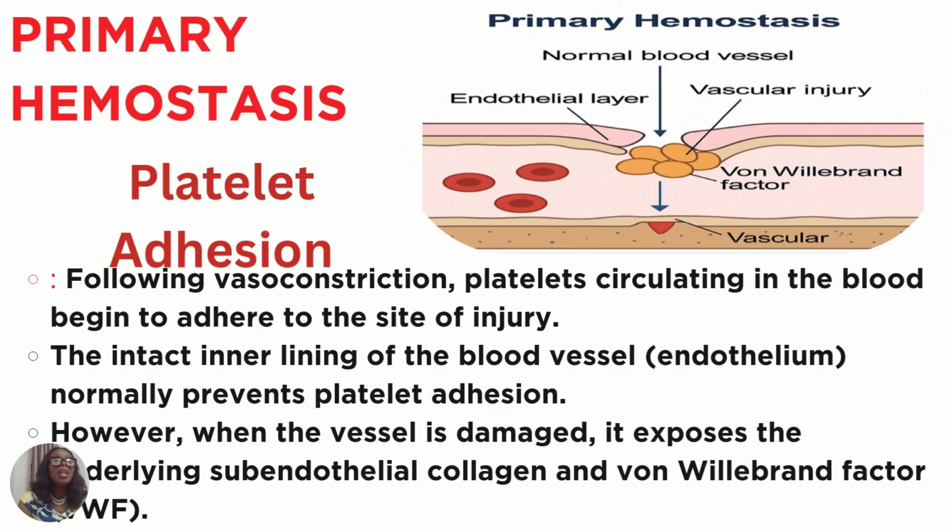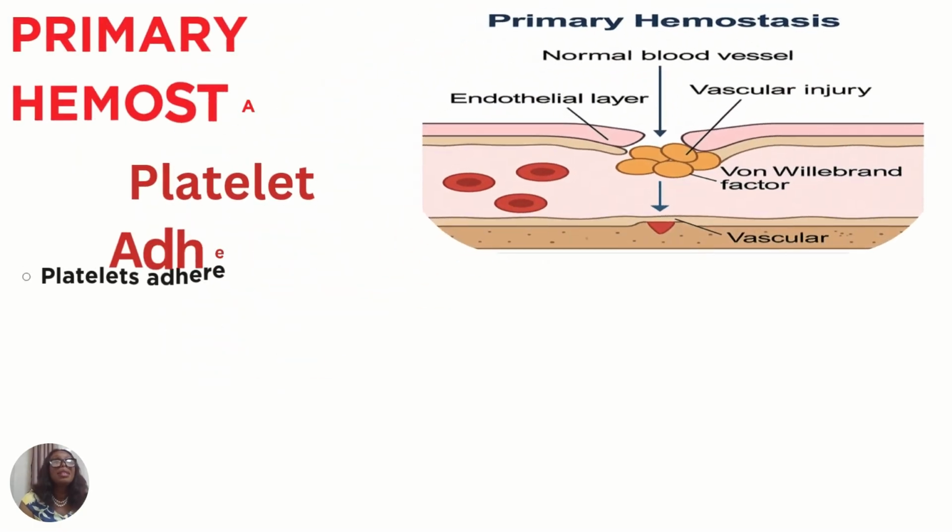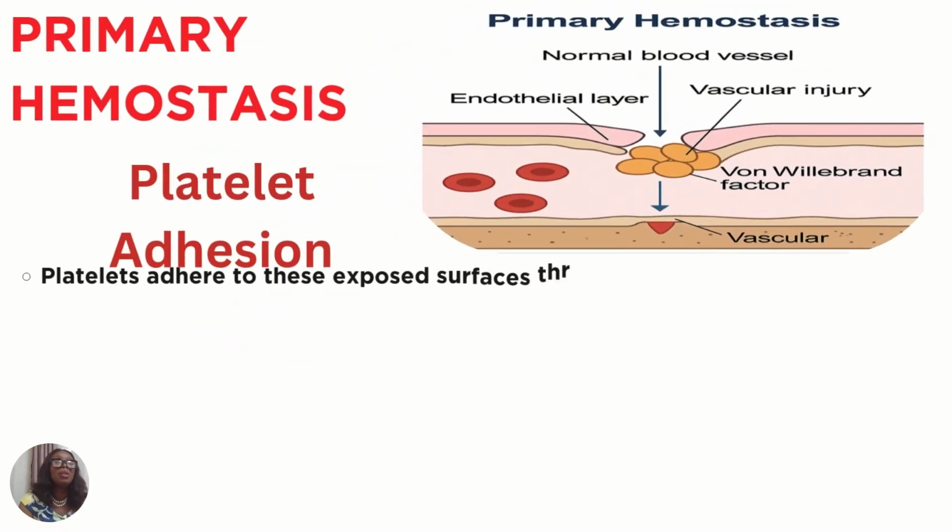Following this vasoconstriction, platelets circulating in the blood vessel begin to adhere to the site of injury. The intact inner lining of the blood vessel, the endothelium, normally prevents platelet adhesion. But when there is vascular damage, it exposes the underlying subendothelium, the collagen, and the immobilized von Willebrand factor that is present in the subendothelium.